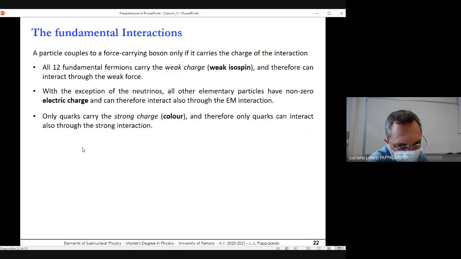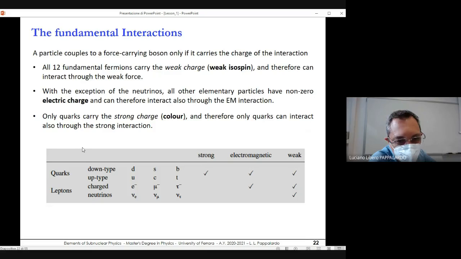So we can summarize this in this table. The quarks can interact in every way: strong, electromagnetic, weak, and also through gravity, because they have some mass, of course. The charged leptons interact only through electromagnetic, weak, and gravity, and the neutrinos only through the weak interaction, again, and gravity.